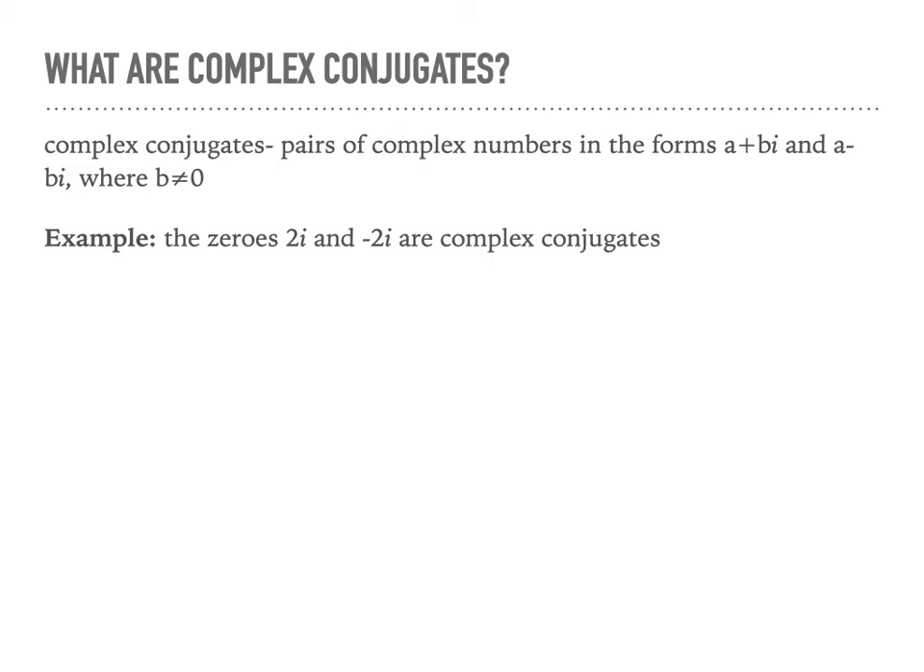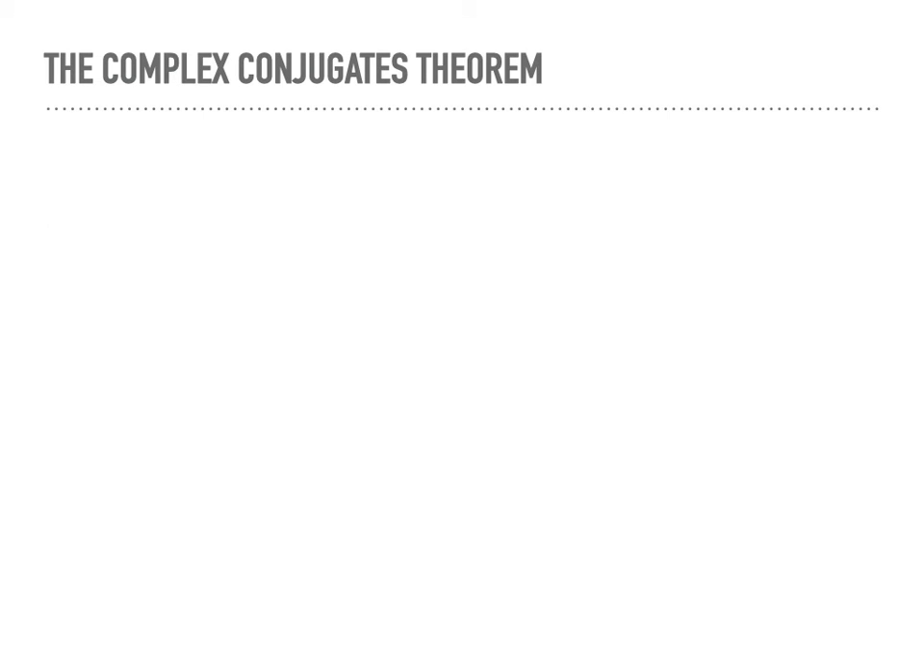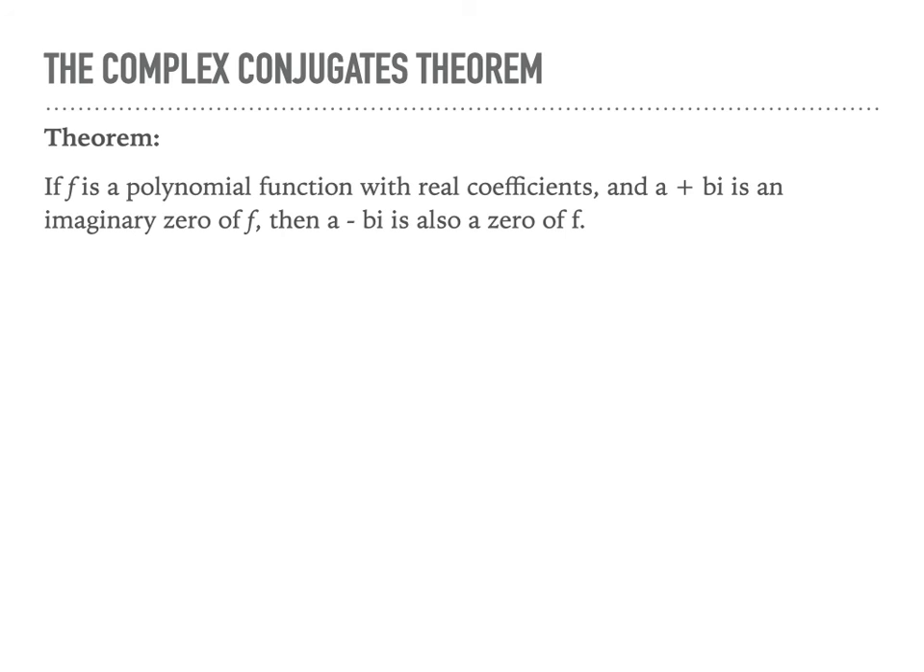Now, if you remember, this theorem is actually pretty similar to the irrational conjugates theorem, and you can see my video on that on my channel. So the theorem states that if f is a polynomial function with real coefficients, and a plus bi is an imaginary zero of f, then a minus bi is also a zero of f. Now, to clarify, it can also be the other way around. So if a minus bi is a zero of f, then so is a plus bi. That will also be an imaginary zero of f.